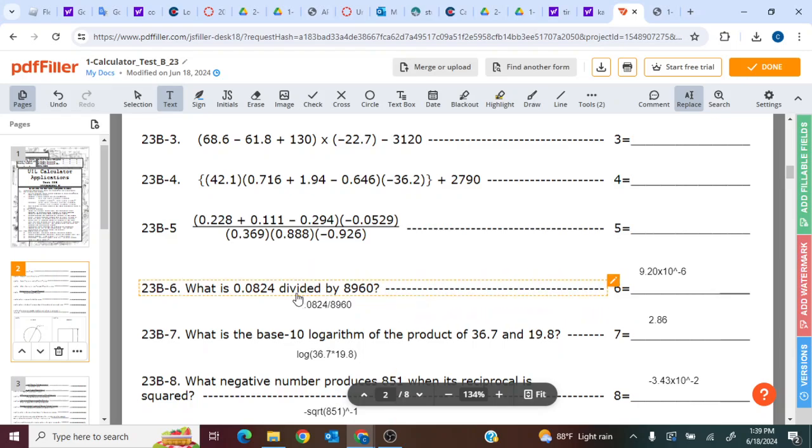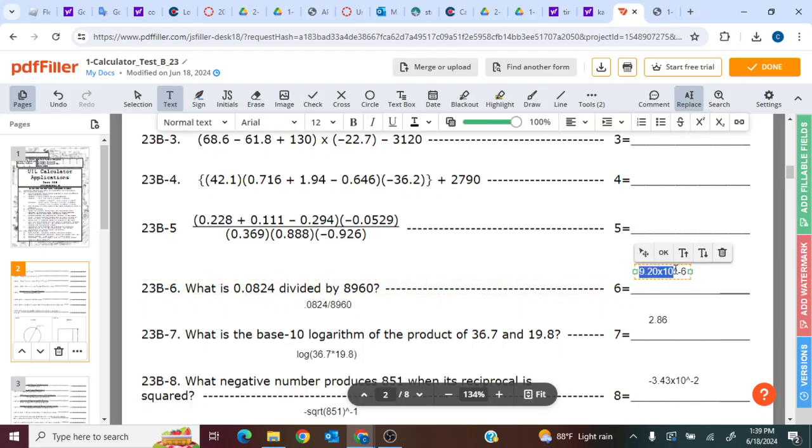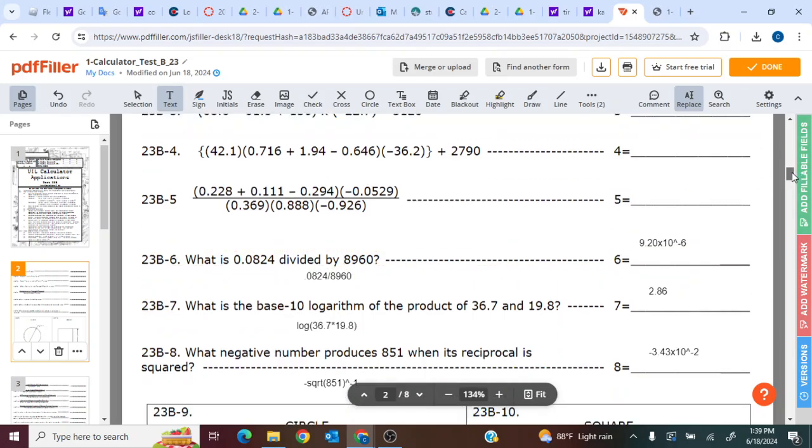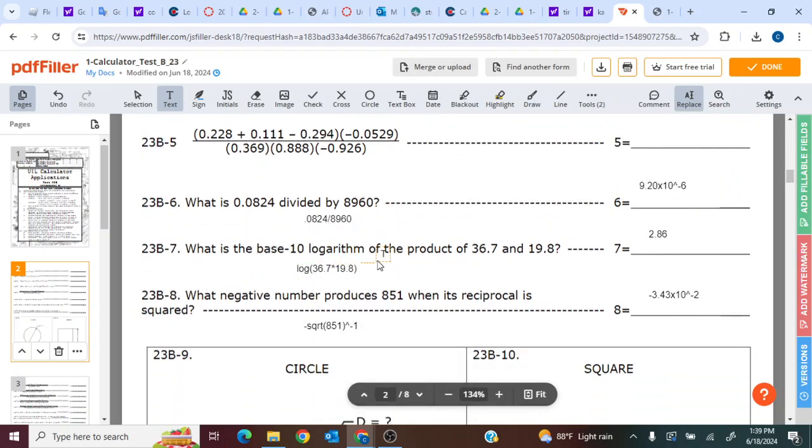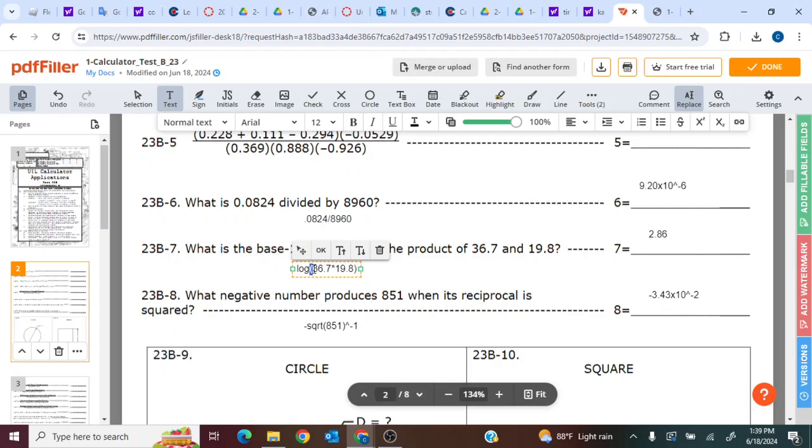Okay, problem number 6. Start with the simple ones. 0.0824 divided by 960. Put it right in your calculator, and you get this. 7. Base 10 logarithm of the product of these two numbers. Well, the log of these two numbers multiplied.